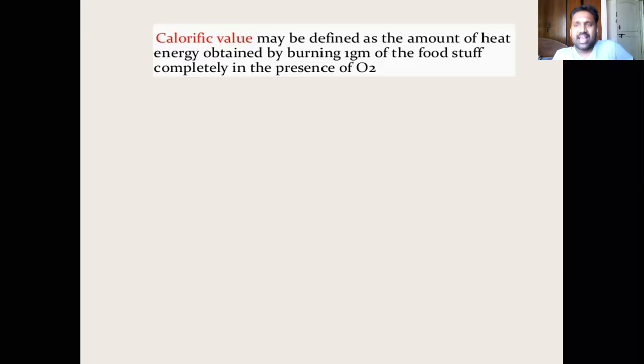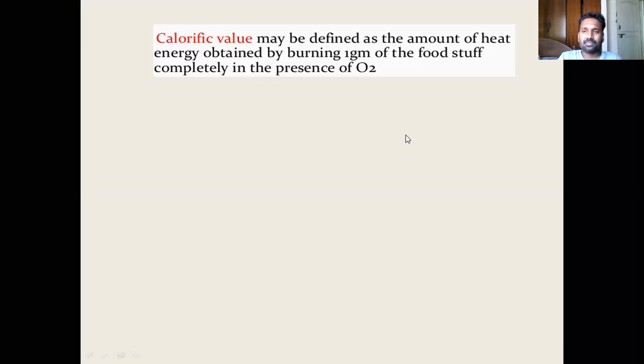So calorific value is obtained in vitro, not in vivo. What is the difference between these two terms, in vivo and in vitro? In vivo is inside the cell. In vitro is outside the cell in a laboratory. So calorific value is obtained for a food like it is obtained for other fuel molecules, petrol and diesel. Therefore, the total energy obtainable in a food is the calorific value.